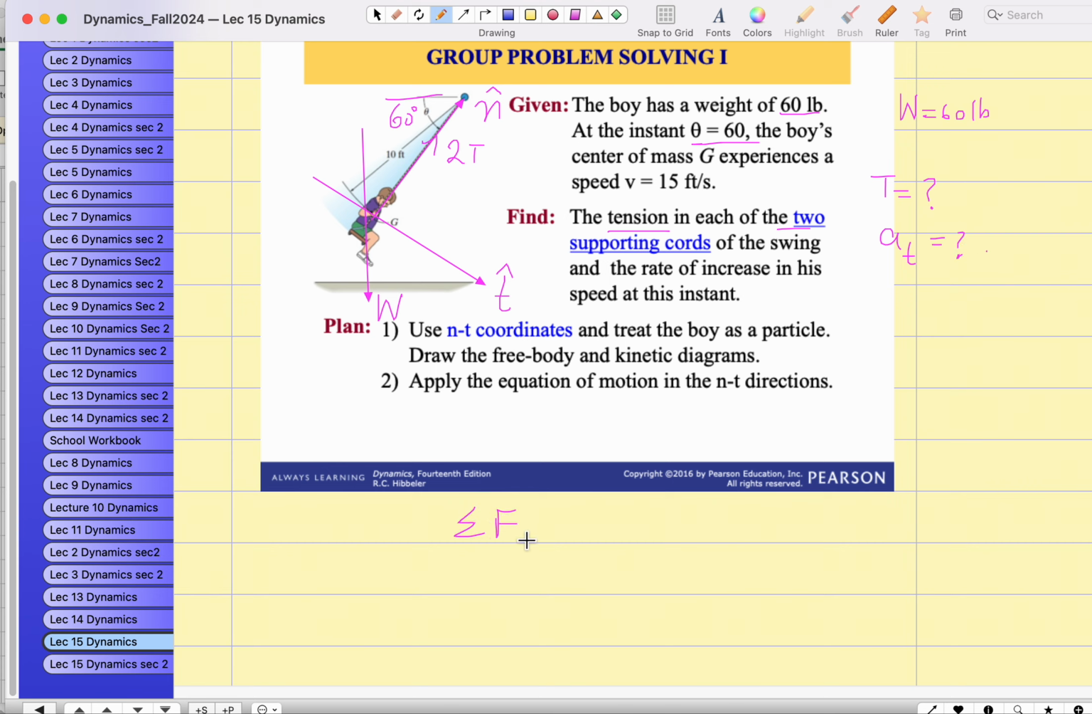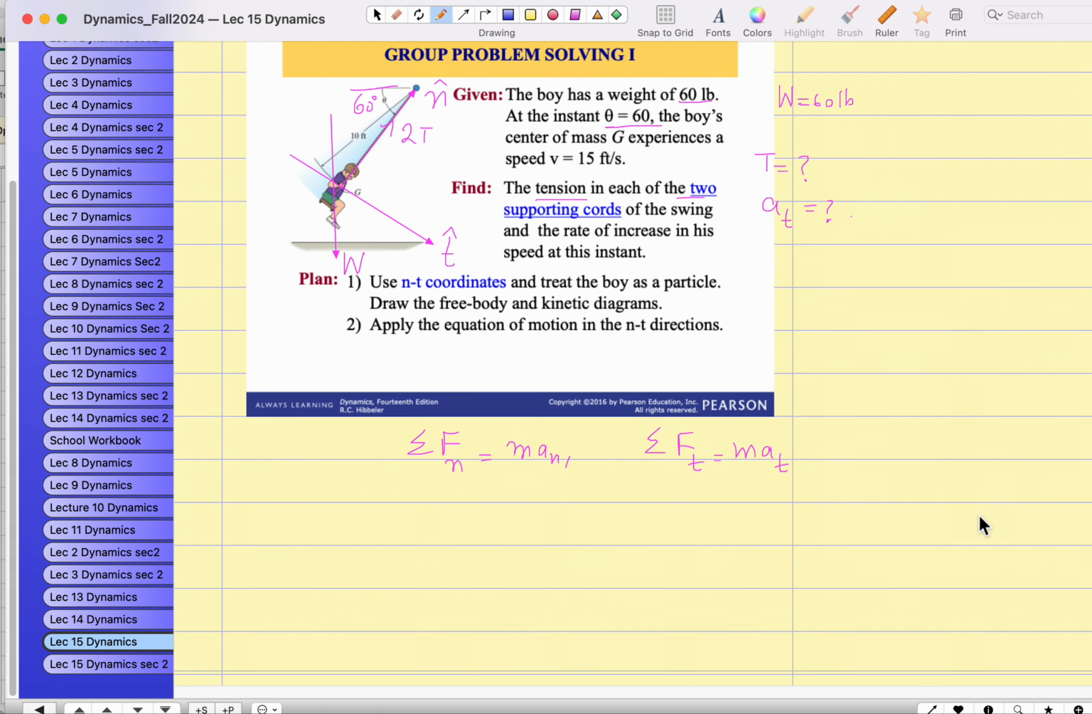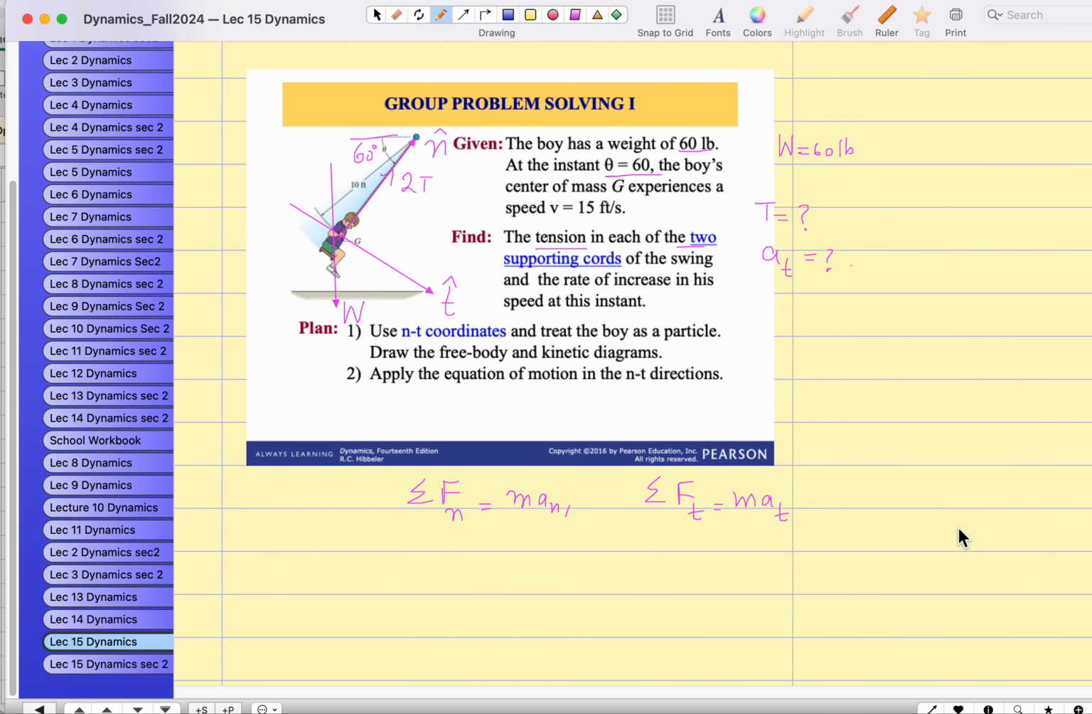All the forces along the normal equal mass times acceleration normal, and likewise for all the forces along the tangential unit vector. So let's use Newton's second law to solve this question. If I were you, I would resolve all the forces. T is in one cord, T is in another cord, so there are actually 3 forces: 2 times tension, and W is acting downward.